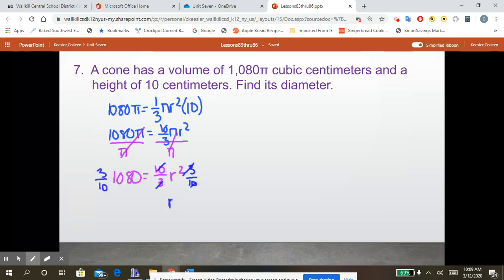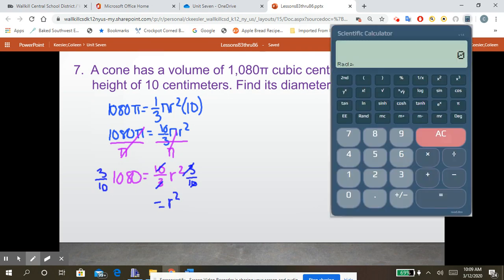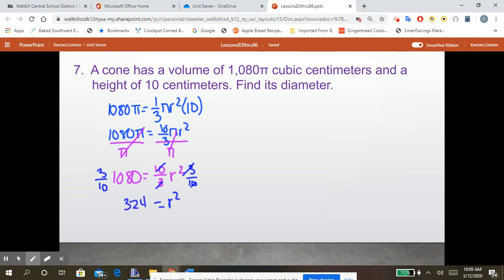And that isolates my r squared. And remember my trick, when we're multiplying by a fraction, we divide by the denominator and multiply by the numerator. So that's 1080 divided by 10 times 3, which is 324. So our r squared is 324, and I'm sure not all of you know the square root of 324 like we've known the square root of all the other numbers.